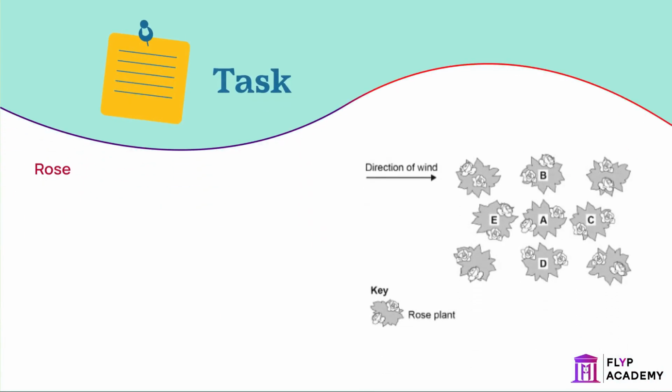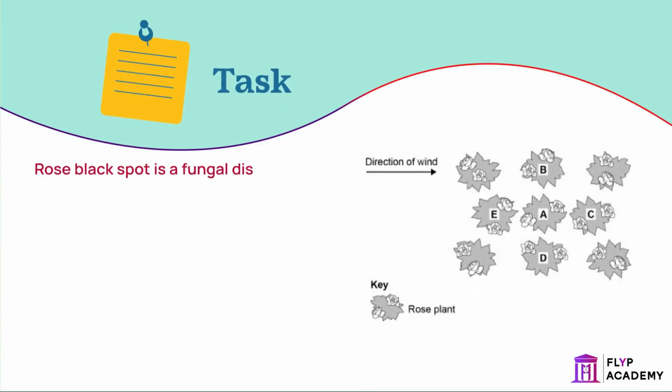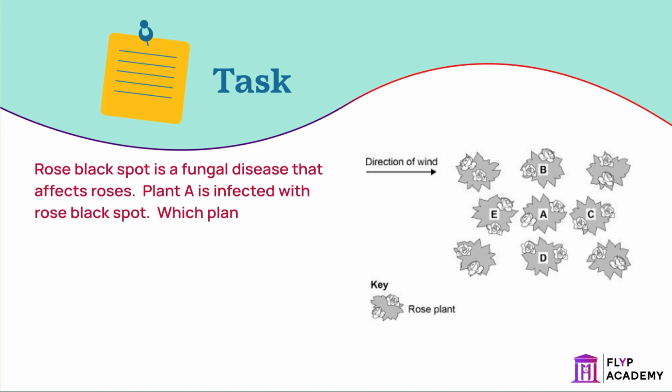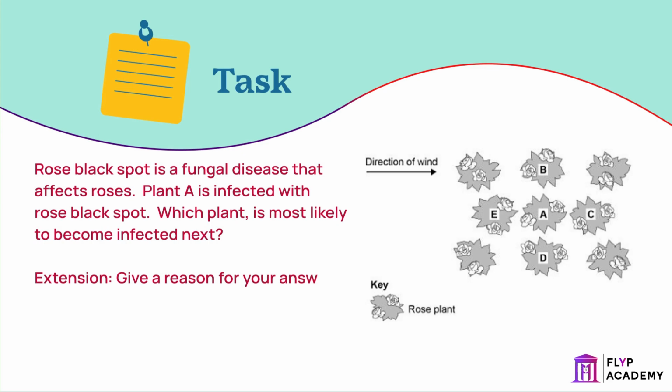Task. Rose black spot is a fungal disease that affects roses. Plant A is infected with rose black spot. Which plant is most likely to become infected next? Extension. Give a reason for your answer. The answer is plant C.